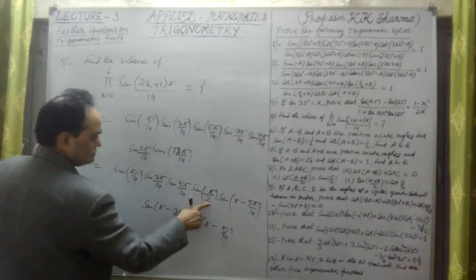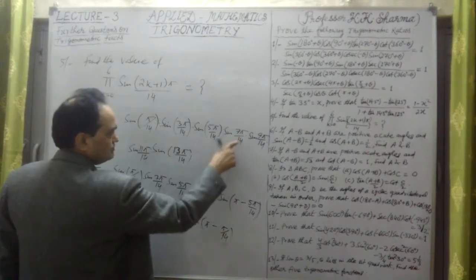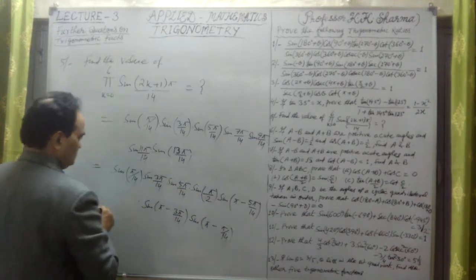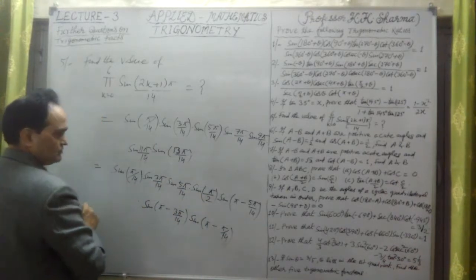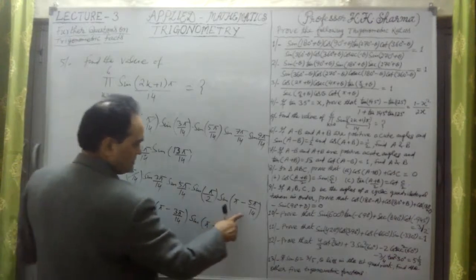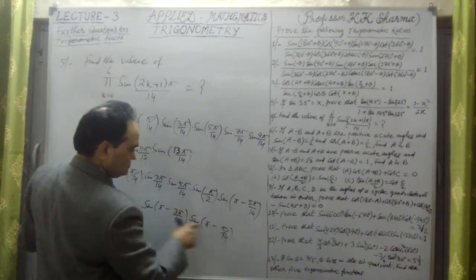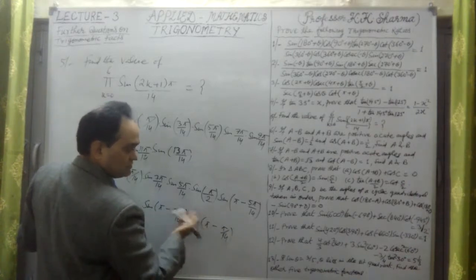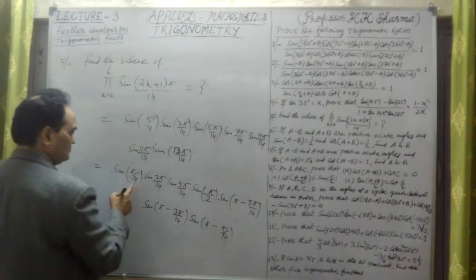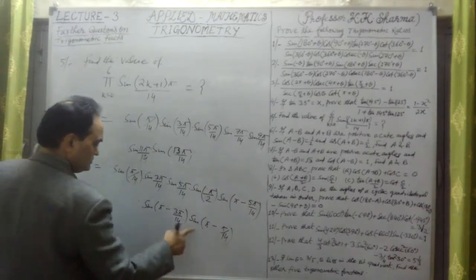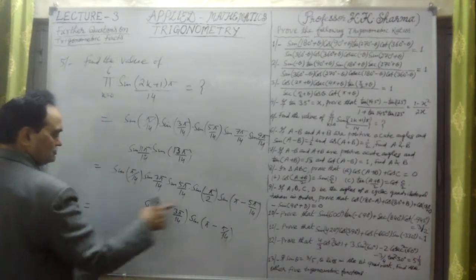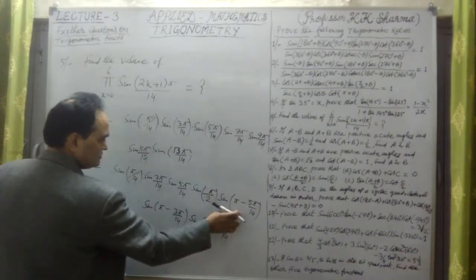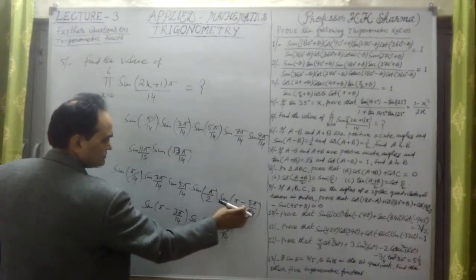Now this one, 7 pi by 14 is pi by 2. This is 1 only, sine 90 degrees is 1. Okay, so what do we obtain? Pi minus theta is second quadrant and is positive. This value is sine pi by 14. Let me write all the values. These 3 values are repeated. Sine of 90 minus theta is sine theta.